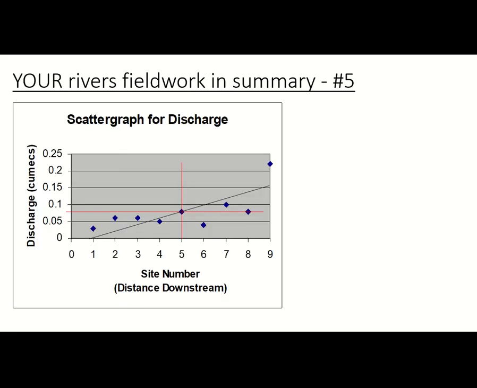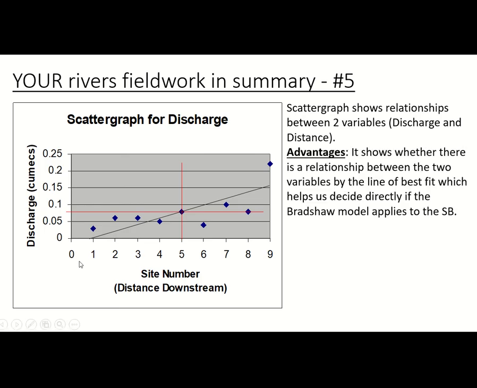So, our rivers fieldwork in summary. We looked at a few ways of presenting data. Firstly, we did a scatter graph to show our discharge. So we did our sites downstream, we did our discharge in cumecs, and that measurement effectively gave us our flow. So this measured discharge and distance, to see if as distance downstream increases, discharge increases too, because that would fit the Bradshaw model, wouldn't it? So the advantage is it shows whether there is a relationship between distance downstream and discharge, which we should see according to the Bradshaw model.